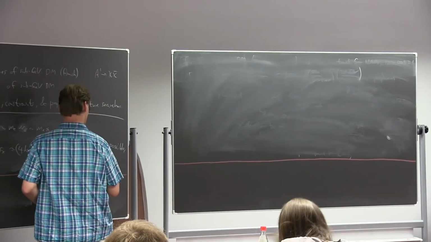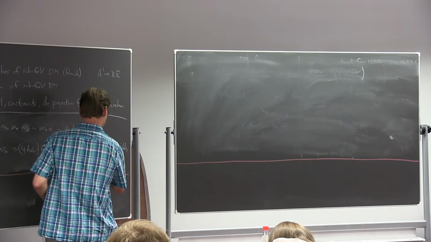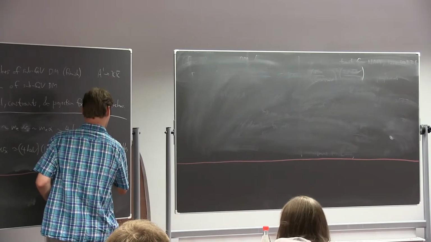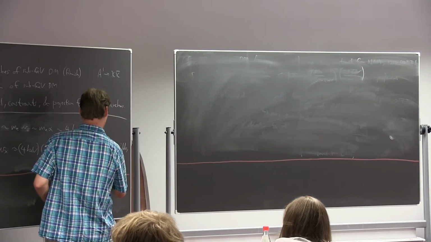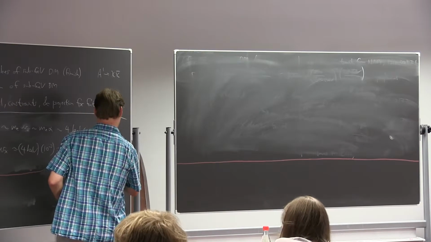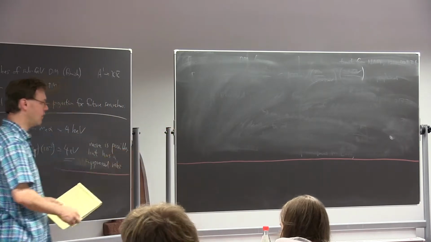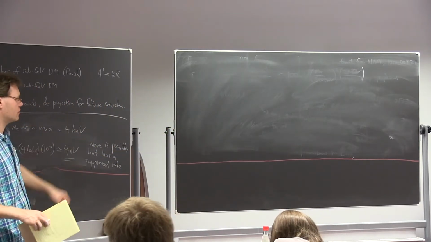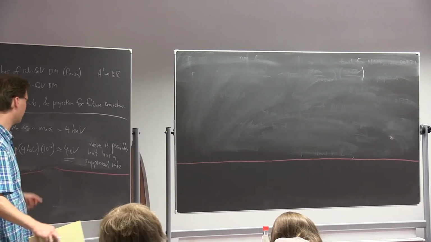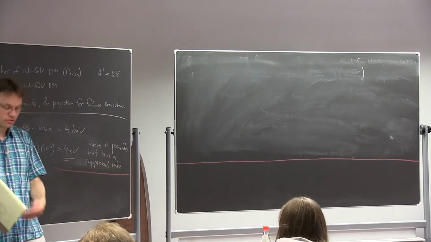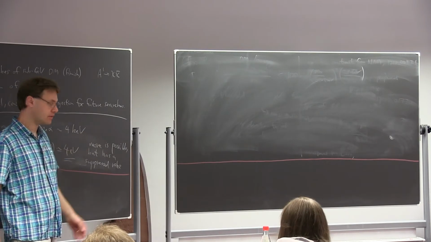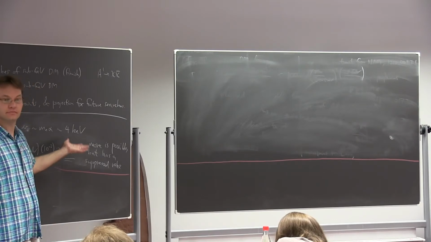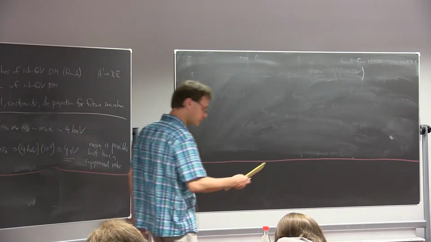but the rate is suppressed because you need to sit on the tail of the wave function for the momentum distribution of the electron. So it's unlikely, but it's possible. And of course, you can calculate what the rate is. You can do the full calculation for what the electron's momentum wave function is in various atoms or in semiconductors. And then you can get the spectrum like that.